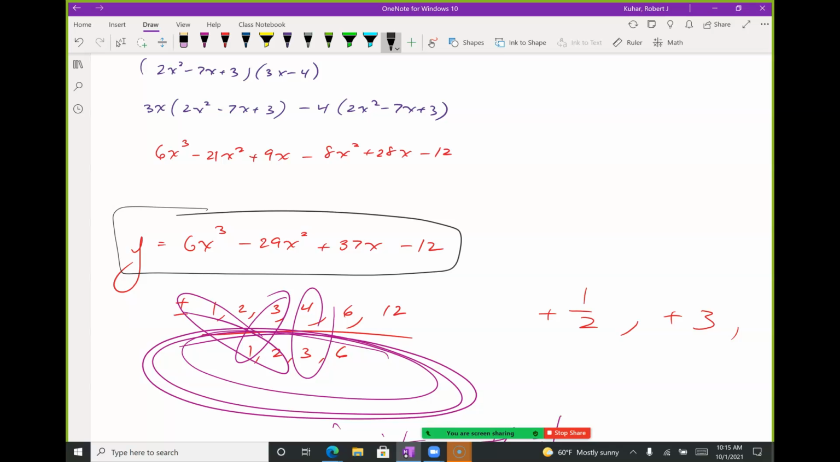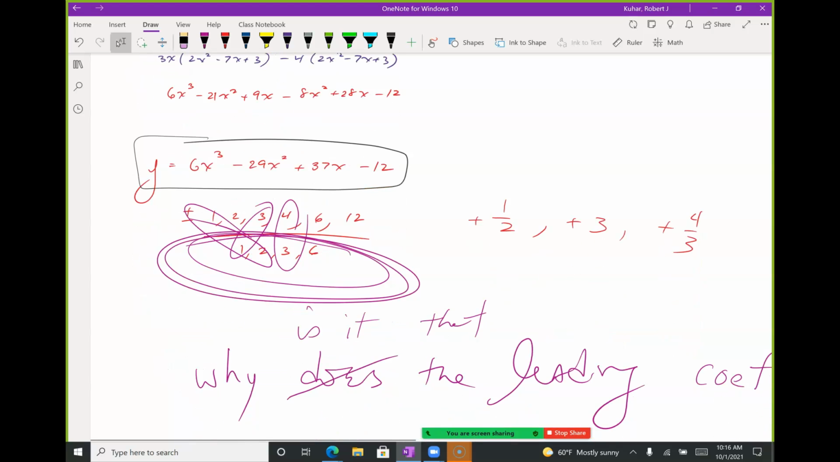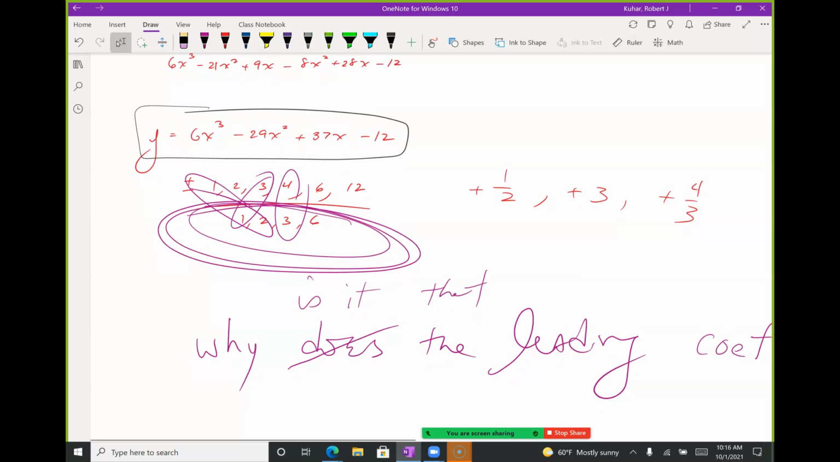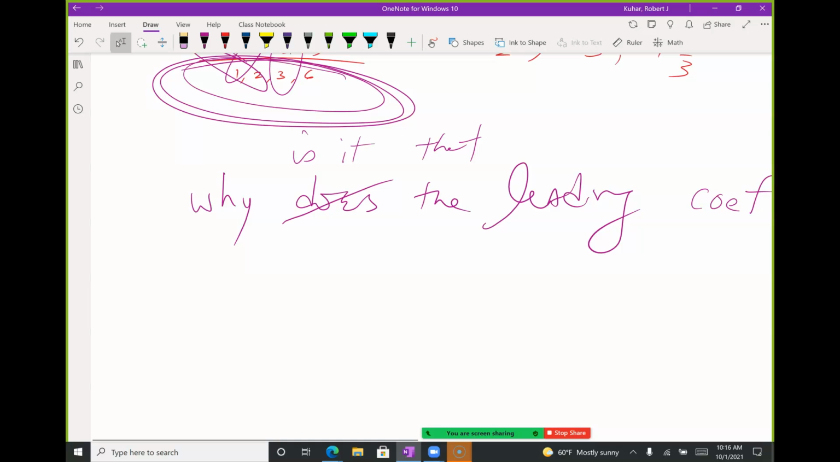But I can try and figure out how many positive roots I could have, how many negative roots I could have, etc. And so that's the theory, but we're not doing that.